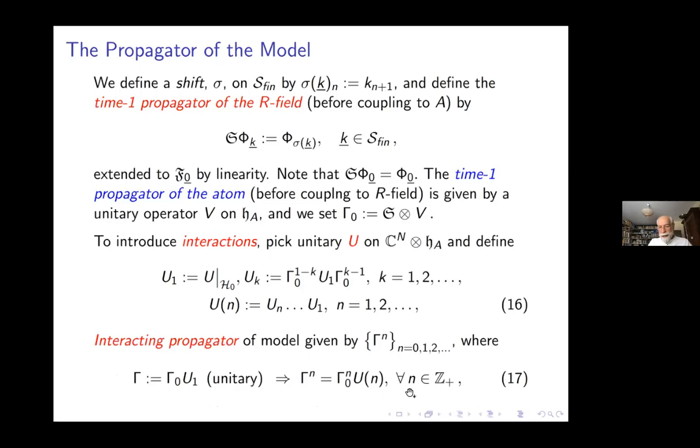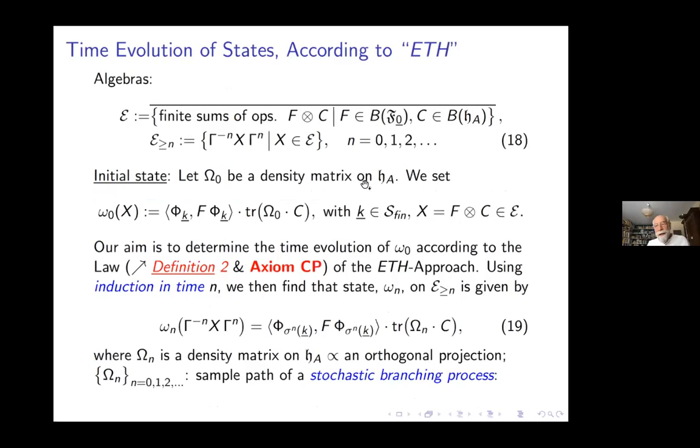All right. Now I have to unfortunately again bother you with a few algebras. E, the algebra of all interesting physical quantities characterizing this system, is the algebra of finite sums of operators of the form F tensored C. F is a bounded operator on this pseudo Fock space F sub zero, and C is a bounded operator on the atomic Hilbert space. Then you can close this algebra in, say, the operator norm. E greater or equal to n is what you obtain by choosing an x in E and transporting it then to time n.